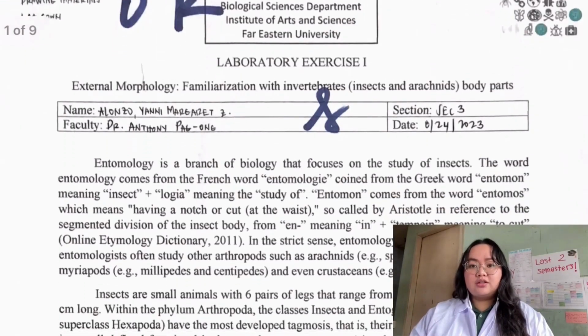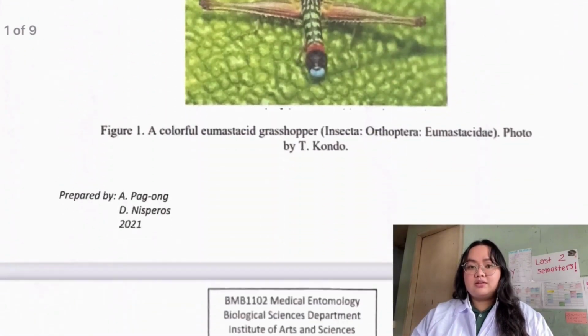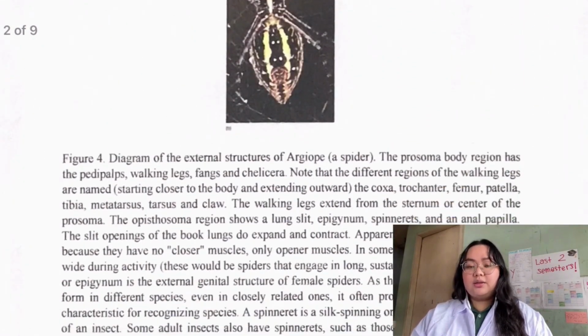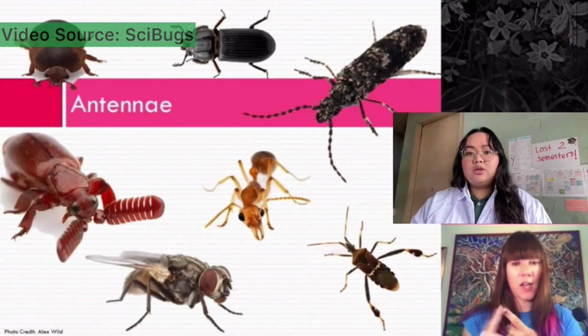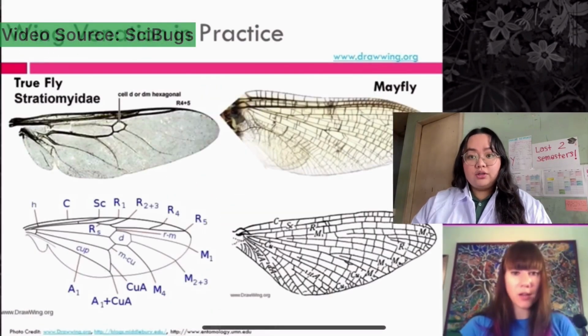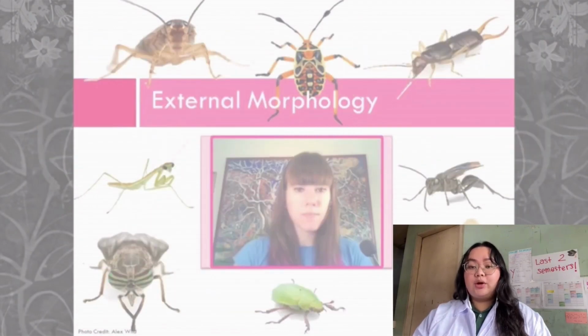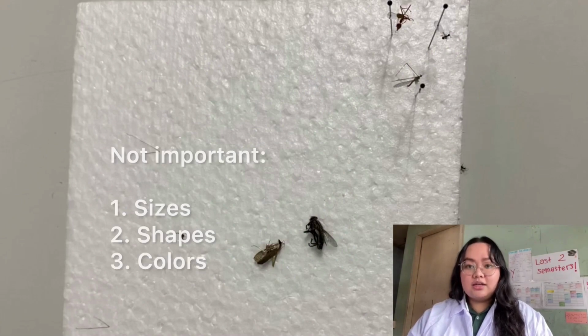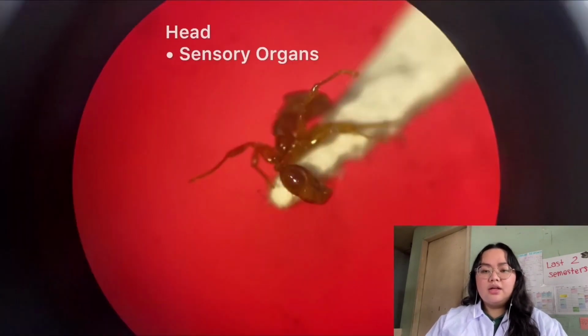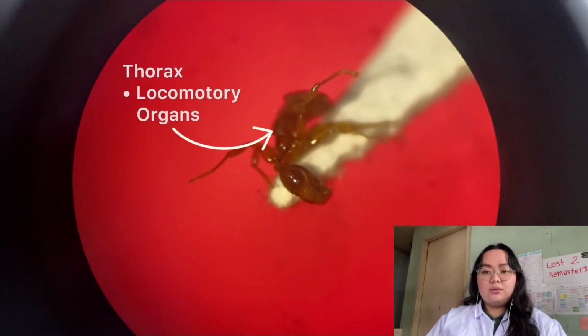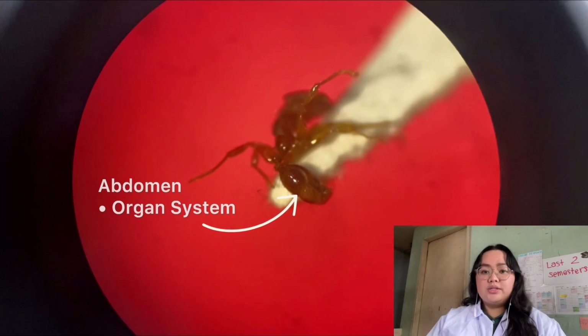In our first laboratory exercise, we focus on studying and familiarizing ourselves with the characteristics that are important in the proper identification of arthropods. By watching the provided reference and drawing what we've learned, we understood that external morphology or characteristics of the insects are important in the proper identification, and things like sizes, shapes, and colors are not important in identifying them. Insects have the most developed tagmosis, meaning their body is arranged into 3 well-defined body parts. Their head contains the sensory organs that perceive and process external information. The thorax bears the locomotory organs, and finally the abdomen, where the organ system is located.